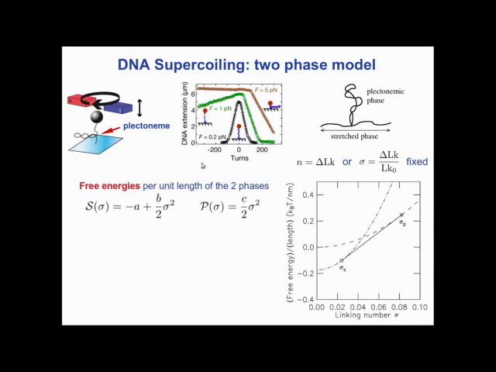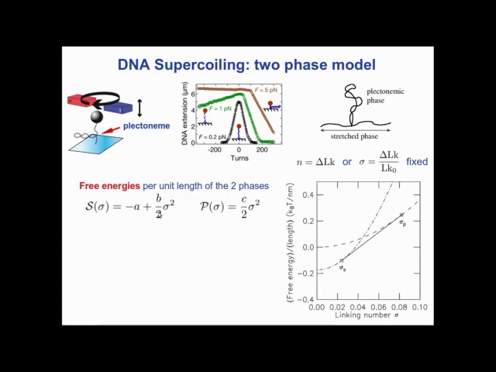Okay, so what does the two-phase model mean? The two-phase model assumes that there are two phases, and therefore each phase has its own free energy. These are free energies per unit of length. This S is the free energy of the straight phase for a given supercoil density sigma. And P is the free energy of the plectonemic phase for a given supercoil density sigma. And we are taking these two forms of free energies, and these are shown here.